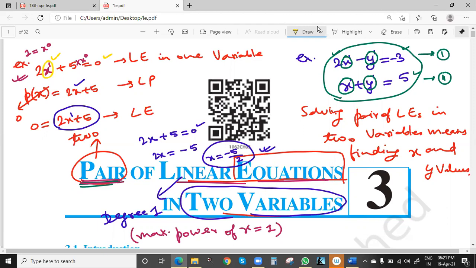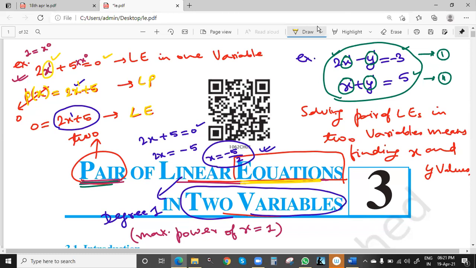That's why it is a linear equation. Suppose in place of 0 we put p(x), so p(x) equal to 2x plus 5. This will be a linear polynomial. We have seen in our previous chapter that p(x) equal to 2x plus 5 is a linear polynomial because we have x power as 1, degree 1, and the maximum power of x is 1. So it is a linear polynomial, and if you put p(x) equal to 0, this becomes a linear equation. In this chapter we will deal with linear equations only.